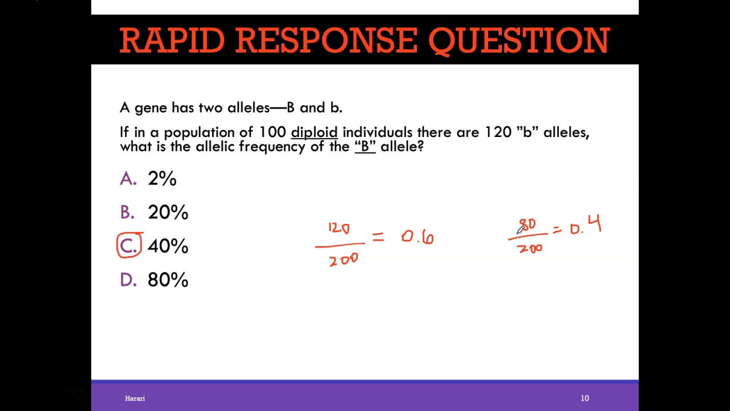You'll also realize, and I'm going to explain this more, that the allele frequencies always have to add up to 1. Right? So 0.6 plus 0.4 always equals 1.